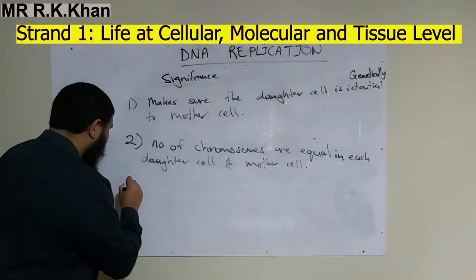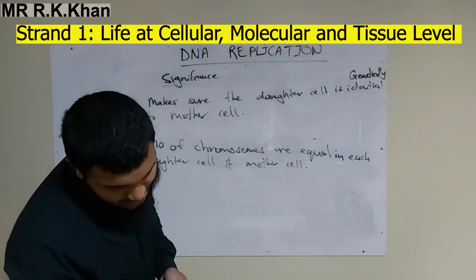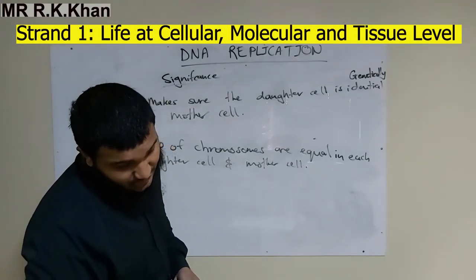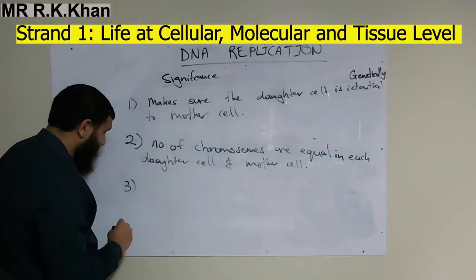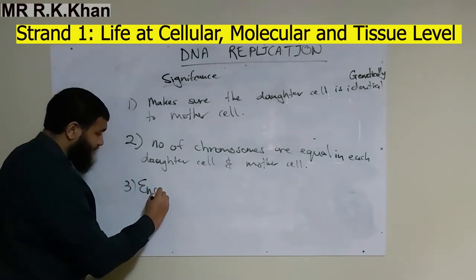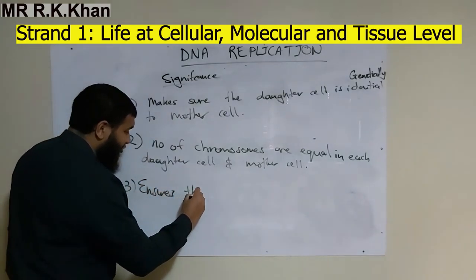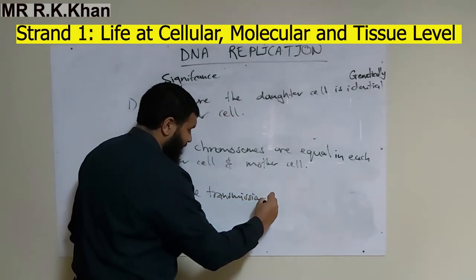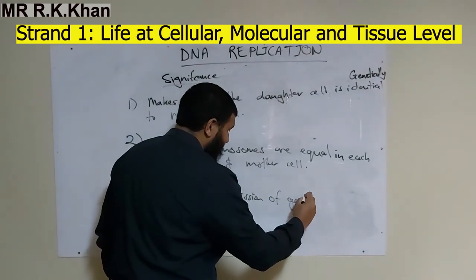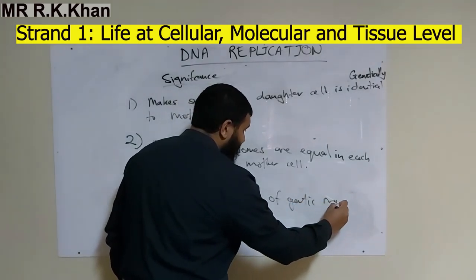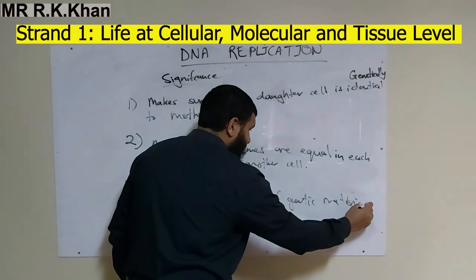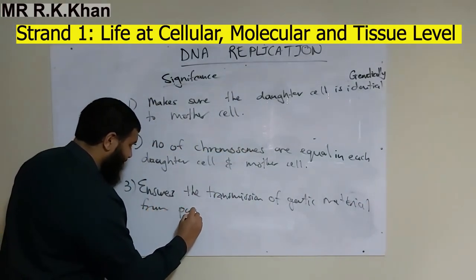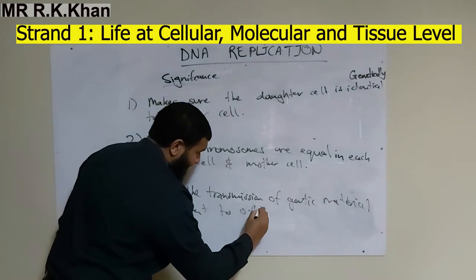And then number three, the last one. DNA replication ensures genetic properties are transmitted from one generation to the next. So it ensures the transmission of genetic material from parent to offspring.